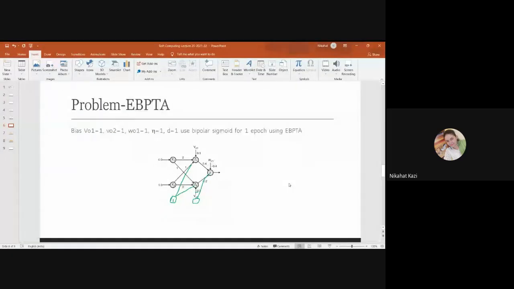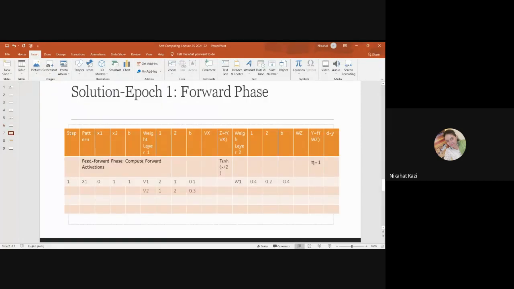So let us solve this problem. I'll share my screen again. Give me a minute. Usually I solve it using a table. Here also I'm solving using a table. You can use the equations and just solve it step by step. That is up to you.